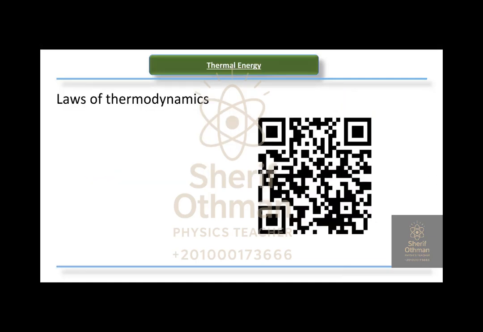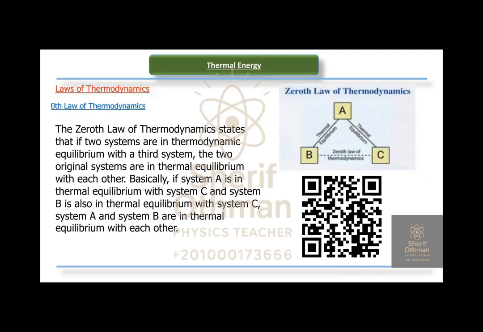Laws of thermodynamics, guys. We have 4 laws of thermodynamics: zeroth law, first law, second law, third law. We will study only 3 of them: zeroth, first, and second. The zeroth law of thermodynamics states that if two objects, for example A and B, are in thermal equilibrium, and another pair, A and C, are in thermal equilibrium, so A is coming between B and C.